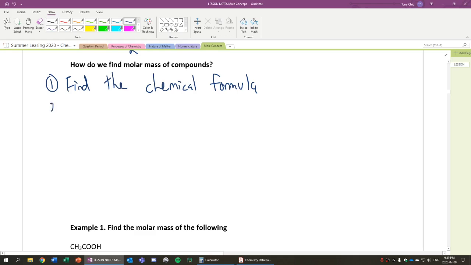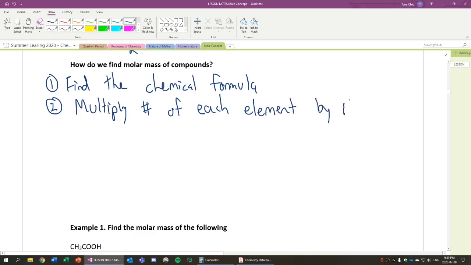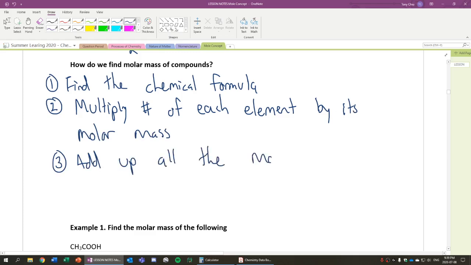And then what you want to do, step 2, is multiply the number of each element by its molar mass. Step 3, add up all the masses from step 2. Okay, let's practice this out.